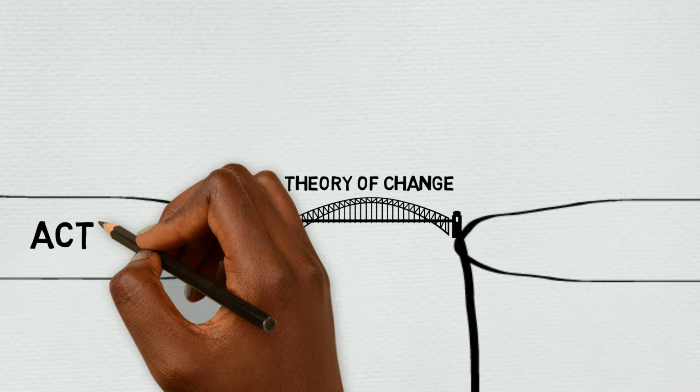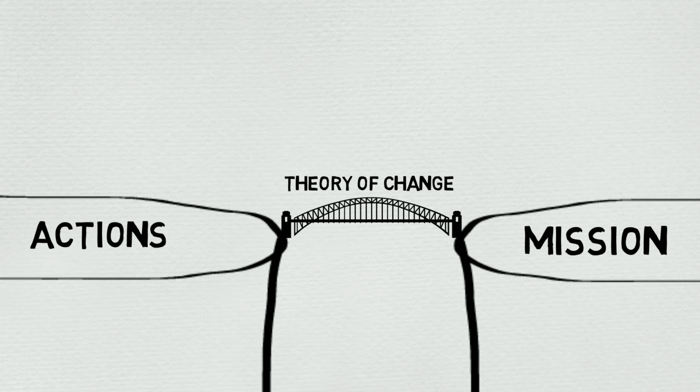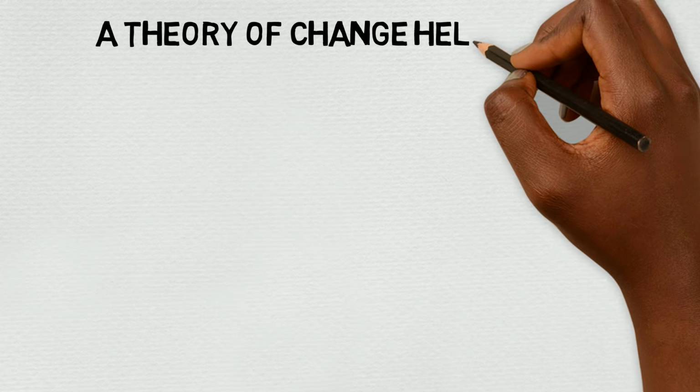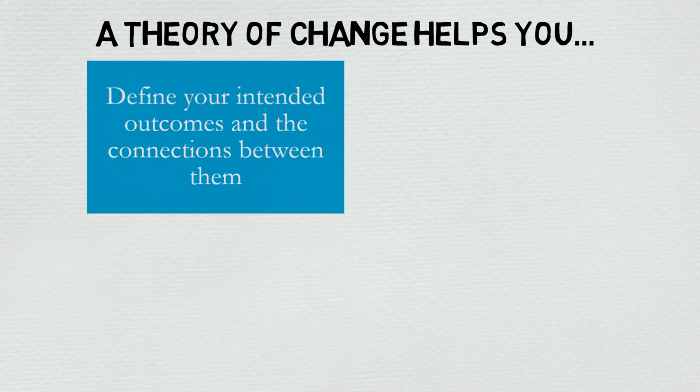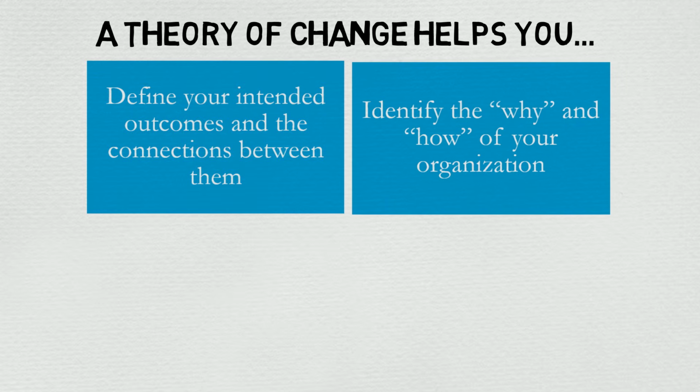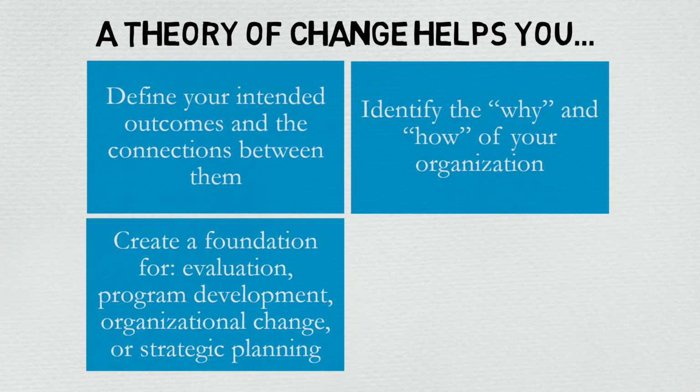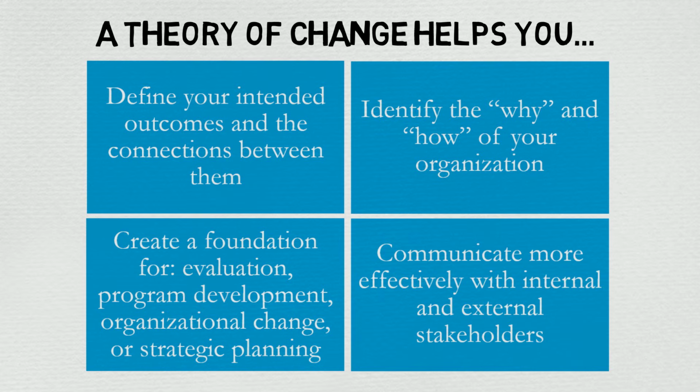A theory of change is a powerful tool that helps an organization articulate the connection between their actions and their mission using the language of outcomes. A theory of change helps you define your intended outcomes and the connections between them, identify the why and how of your organization, create a foundation for evaluation, program development, organizational change, or strategic planning, and communicate more effectively with internal and external stakeholders. In the next module, we will look at real-world examples of theory of change and how nonprofits used it.